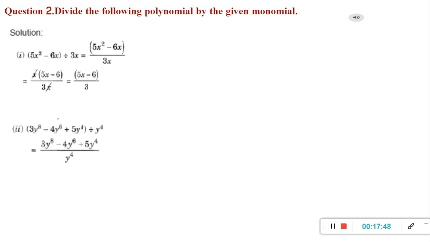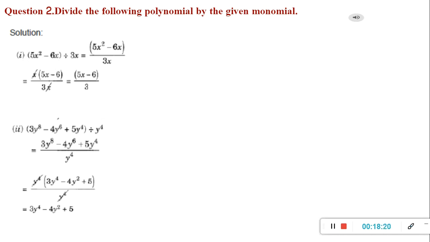3y raised to 8 minus 4y raised to 6 plus 5y raised to 4 divided by y raised to 4. Here you can see that the denominator y raised to 4 is there. So let's see, in the numerator y raised to 4 we will get common. Yes, we are having y raised to 4 in every term, right? So y raised to 4 we can take as a common factor outside. Now what is left out? From y raised to 8 we have taken y raised to 4, so y raised to 4 is remaining there. Means 3y raised to 4.